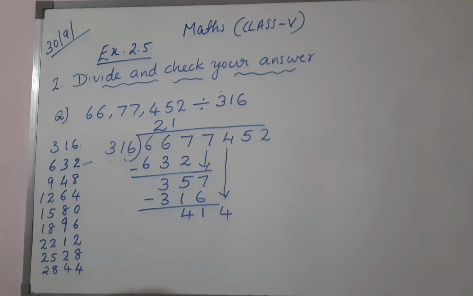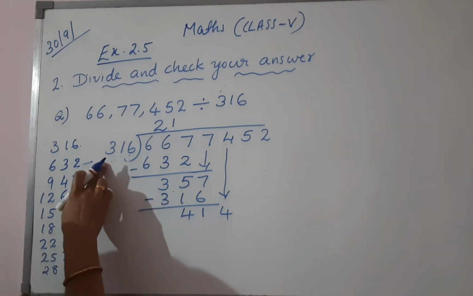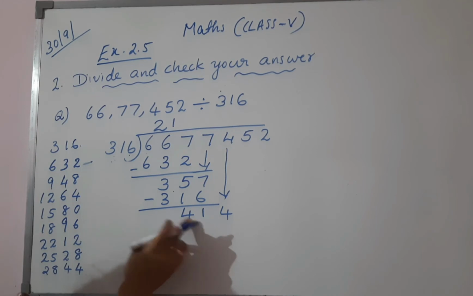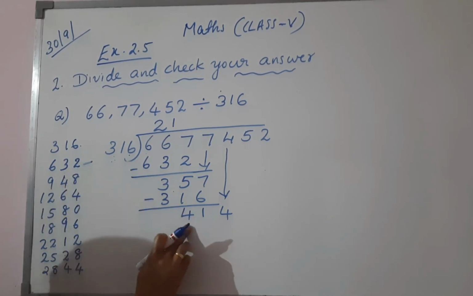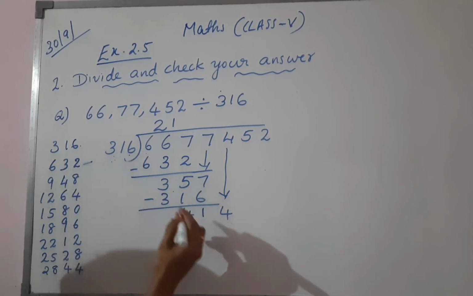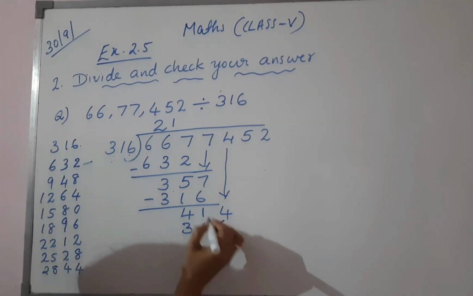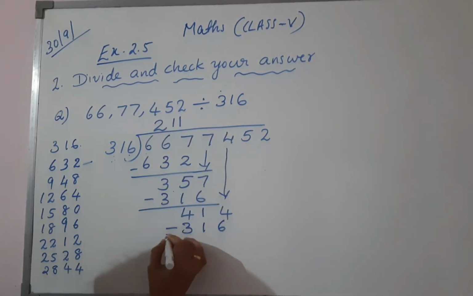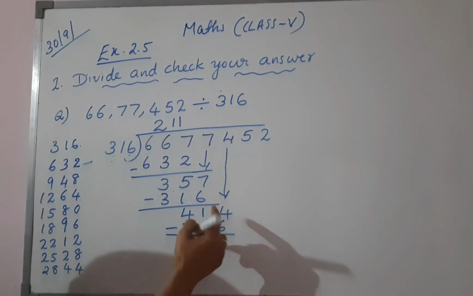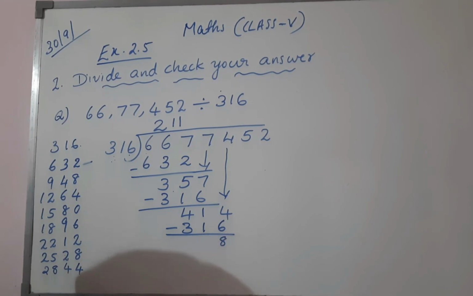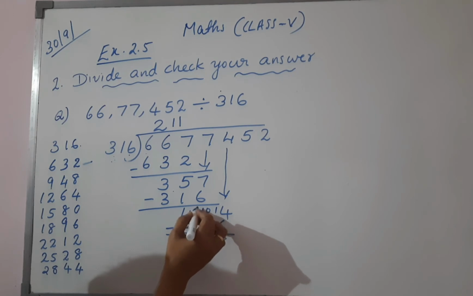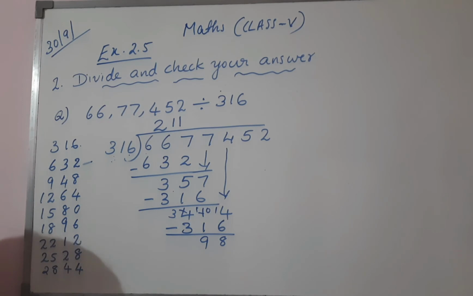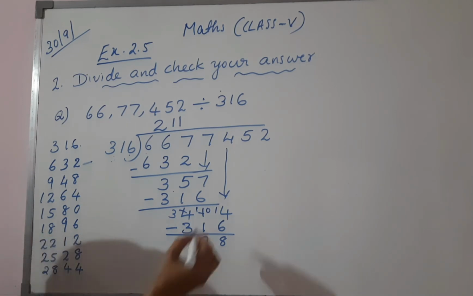414. Again 414 is greater than 316. So how many times here? The first number is 316, the second number is 632. We cannot write 632, but we can write 316. So I am writing 316 here. Only one time. Subtract. From 4 we cannot, borrowing 14. 14 minus 6 is equal to 8. Here 0 will come, so borrowing again 10. 10 minus 1 is equal to 9. Here 3. So 98. Now we should bring down 5.